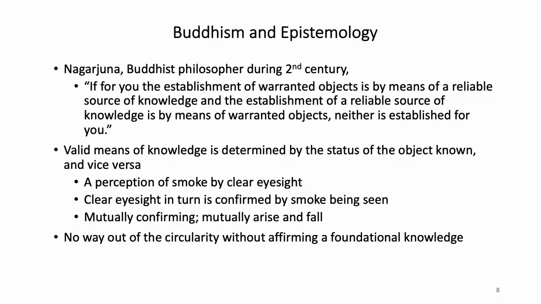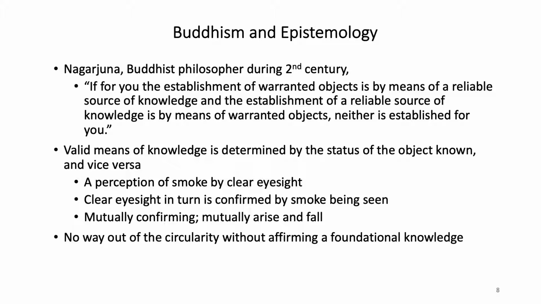Nagarjuna stated that if for you the establishment of a warranted object is by means of a reliable source of knowledge, and the establishment of a reliable source of knowledge is by means of a warranted object, neither is established for you. Nagarjuna points out here that the status of knowledge is determined by the status of the object known, and vice versa.